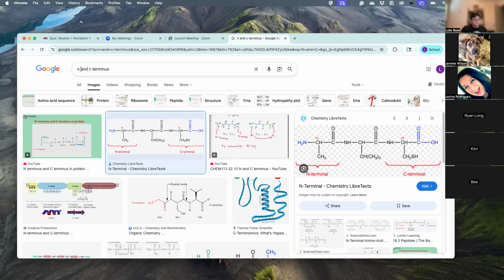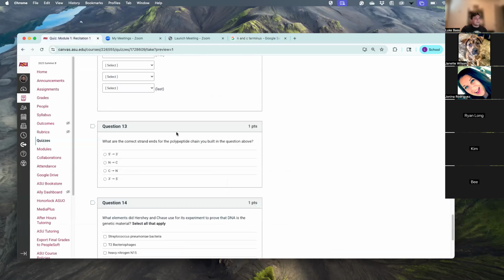Yes, that did help. Thank you. Anytime you're looking at a protein or polypeptide chain, you'll be using N and C terminus. So when you're working on activity one, instead of labeling it 5' to 3' or 3' to 5', your answer will be N to C or C to N instead.